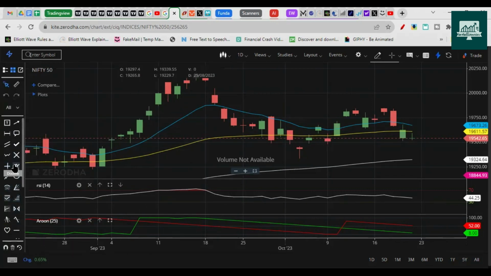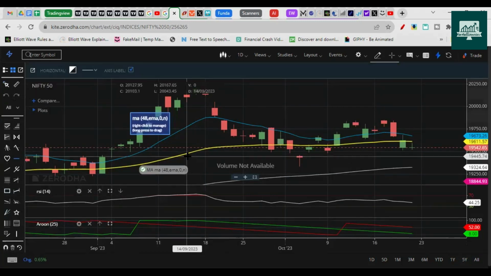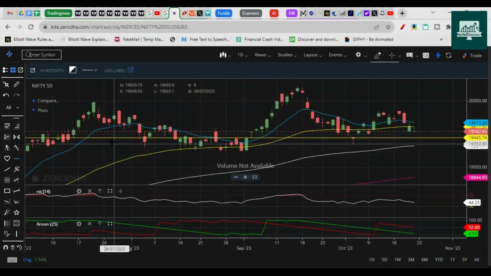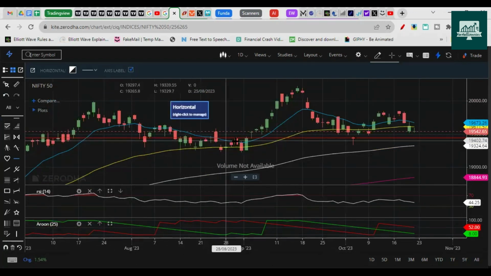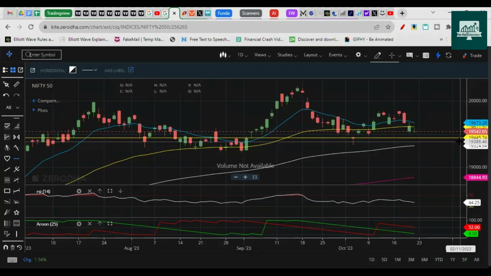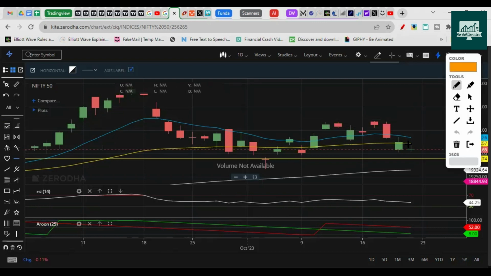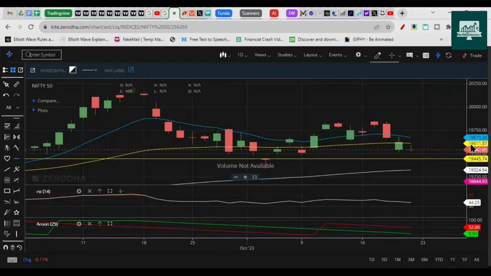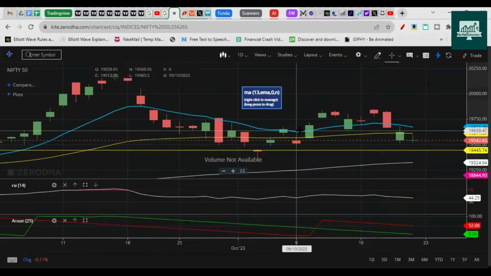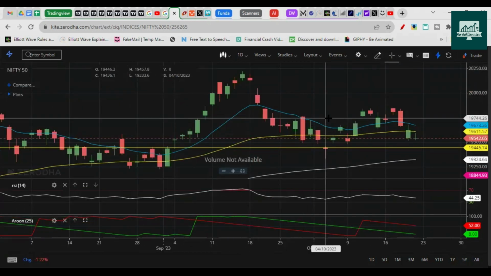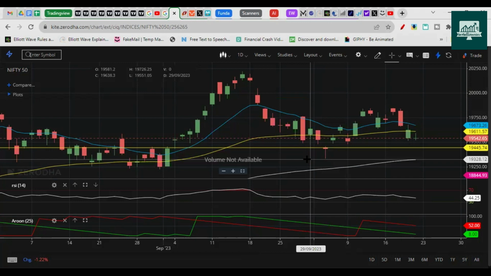Let's mark that level as well with a horizontal line. This is the horizontal line. If you can see here, we have a lot of supports around this, 19,450, right? So around that Nifty could first come. We can expect it to go like this, breaking the low, and then it might bounce, right? Those are the possibilities there.